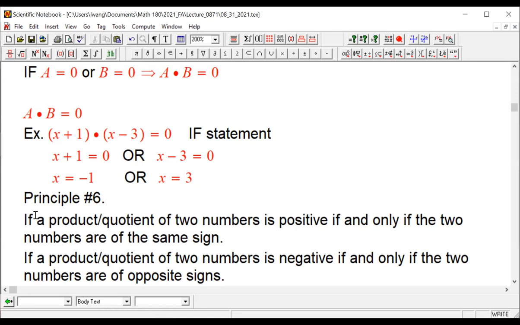If we explain this principle in simple terms, you can just tell me, okay, if you multiply a positive number with a negative number, you're going to get a negative number, right? Yeah. Multiply a positive number with a negative number, you're going to get a negative number. If you multiply a negative number with another negative number, you're going to get a positive number.